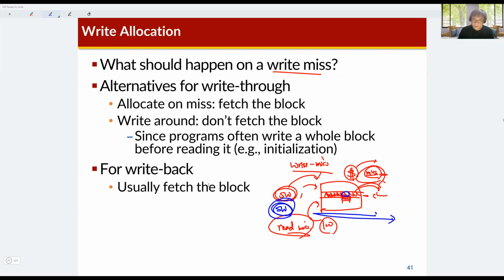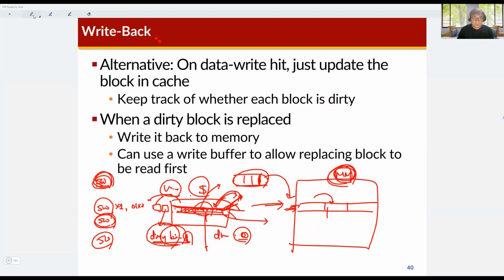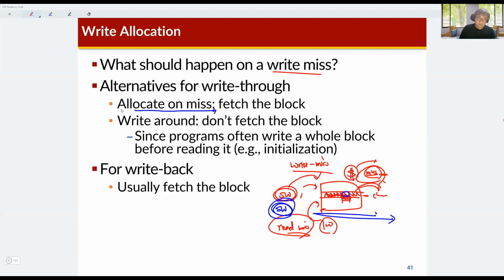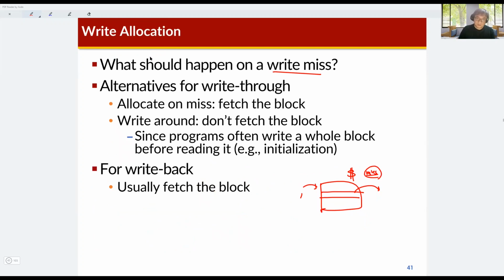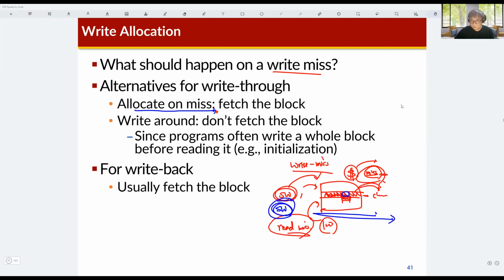And then for the write back cache, we usually apply the allocate on miss handling. For modern processors, most processors use the write back policy for the write operation. That means we frequently use allocate on miss for the write miss, because we frequently use the write back cache.